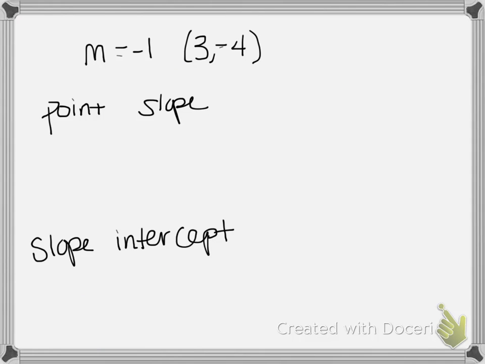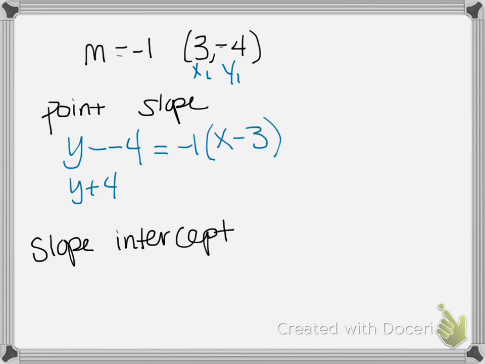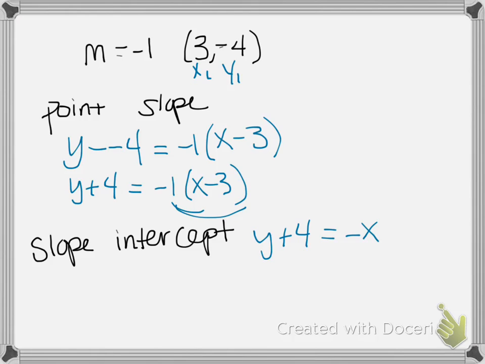Okay, so my point slope, I'm going to get 1 minus negative 4, do not leave off a negative, equals my slope times x minus 3, because this is x1, y1. So 2 negatives make a positive, so I'll get 1 plus 4 equals negative 1 times x minus 3. Okay, I could solve this to find my slope-intercept, so if I did that, I'd get y plus 4 equals negative x plus 3. I'd subtract 4, so I'd get y equals negative x minus 1.